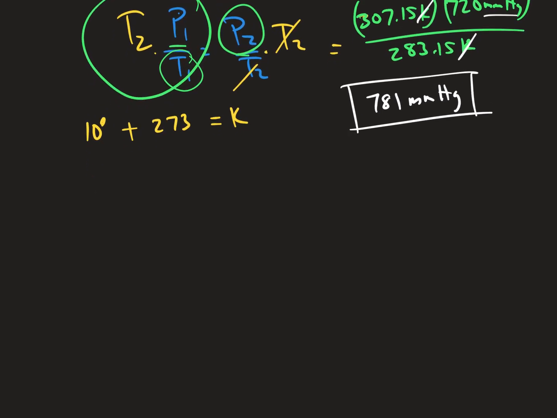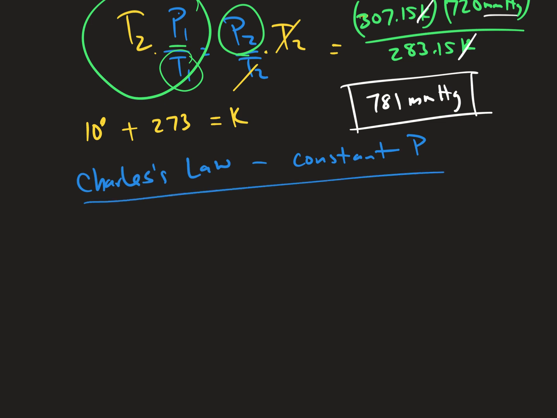All right, the next one is Charles' law, or Charles's law. So Boyle's law was constant temperature. Gay-Lussac's law was constant volume. So Charles' law is constant what? Pressure. Constant pressure. Can you guys come up with this formula right now? Okay, you don't have to. I'll give it to you.